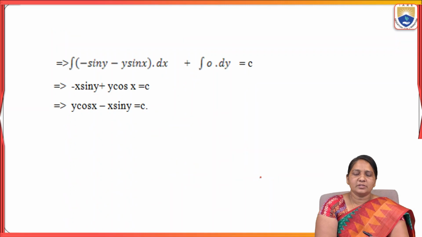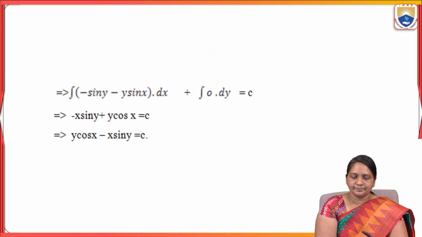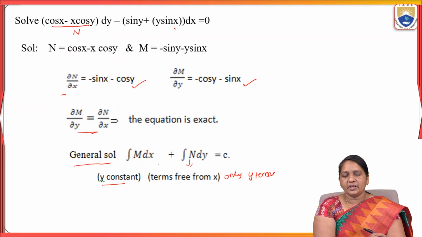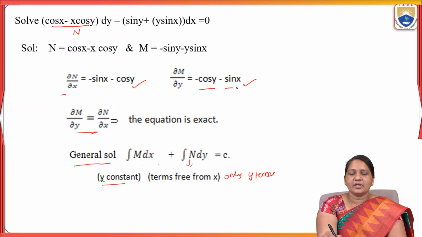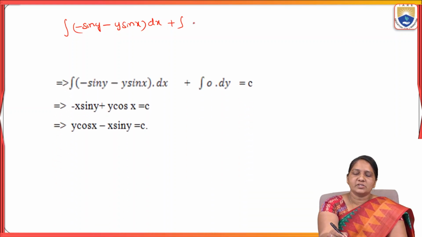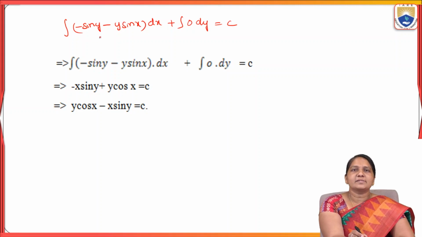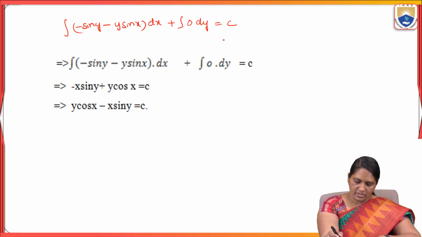So see here the general solution. What is the value of M? Integral of minus sin y minus y sin x into dx, plus integral of N. When you are taking the N value here, minus cos y, and here N value is cos x minus x cos y. There is no y-only term. So that's why we are taking this one as 0, equal to c. So integral of minus sin y minus y sin x dx plus integral 0 dy equal to c.